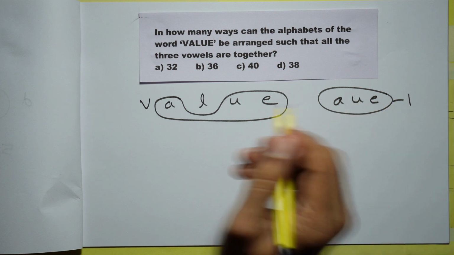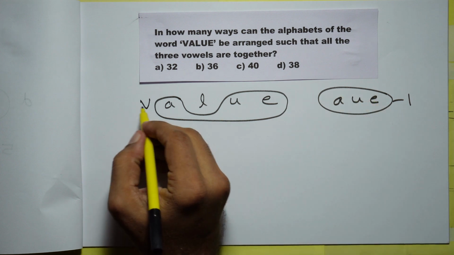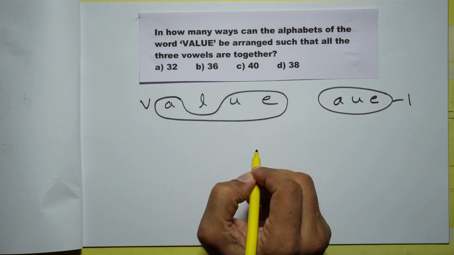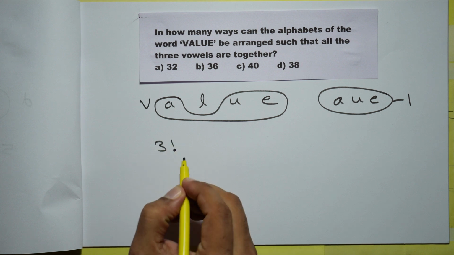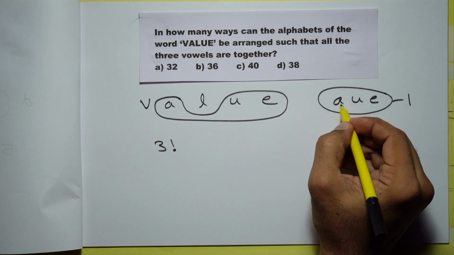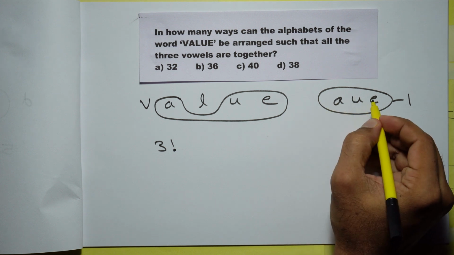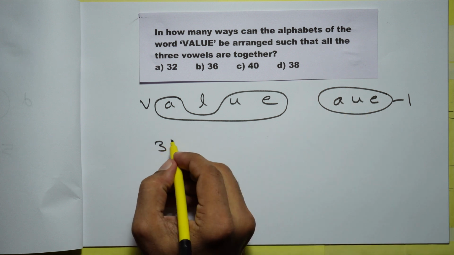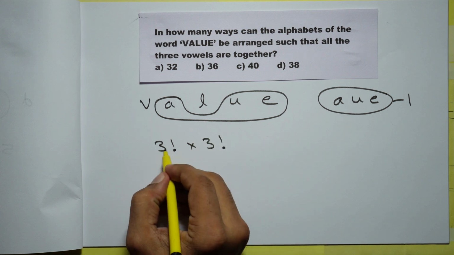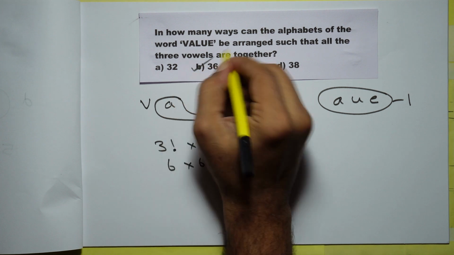So if you treat them as one, here two consonants are there, V, L, and this one alphabet is also there. So 2 plus 1, effectively only 3 alphabets. And the 3 alphabets can be interchanged among themselves in 3 factorial ways. And in each of these 3 factorial arrangements, wherever they are, the 3 vowels can be interchanged among themselves in 3 factorial ways. So 3 factorial is 6, so 6 into 6, altogether 36 possible arrangements are there, hence option B.